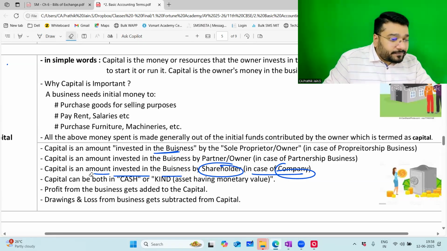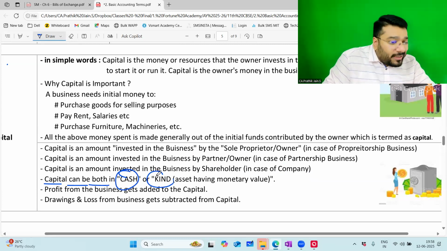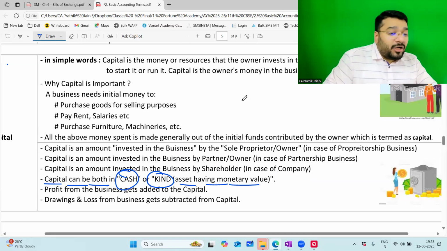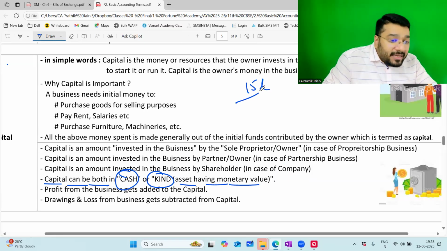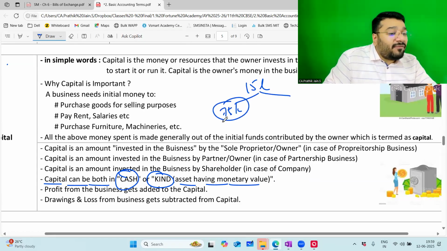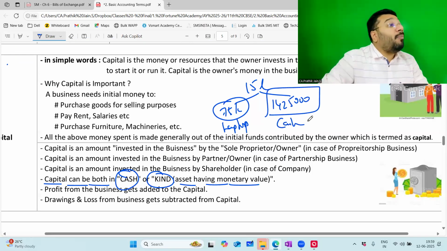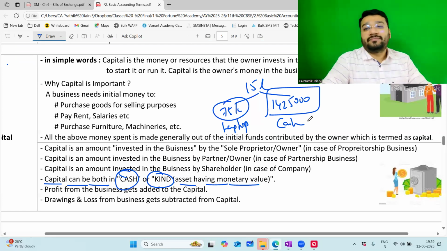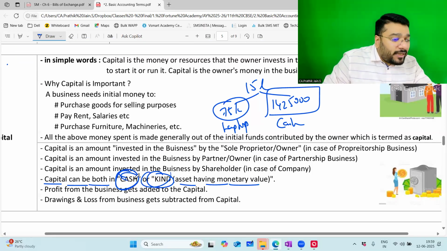Online people, any problem? No, sir. Now, sir, capital can be both in cash or in kind. Kind means what? An asset having monetary value. In my example, I gave total 15 lakh rupees capital to the business. In that, 75,000 I gave in the form of a laptop. Kind. Remaining how much I gave? 14 lakh 25,000 I gave in the form of cash. Nobody said that capital should be given only in the form of cash. If anybody says that capital should be given only in cash, you will say the answer is false, wrong. Capital can be in both cash or in kind.